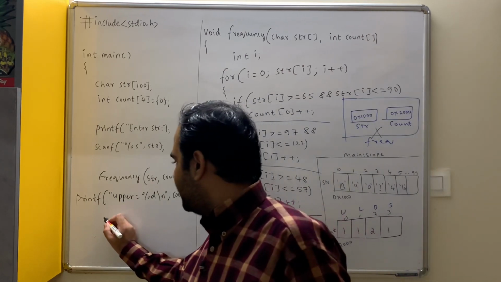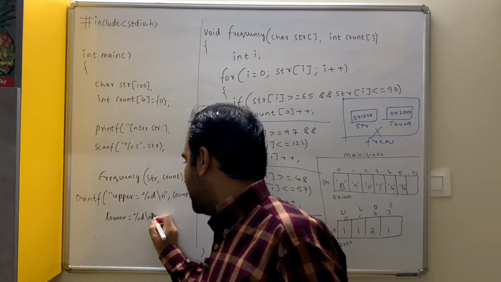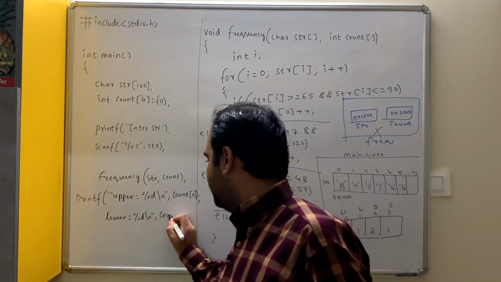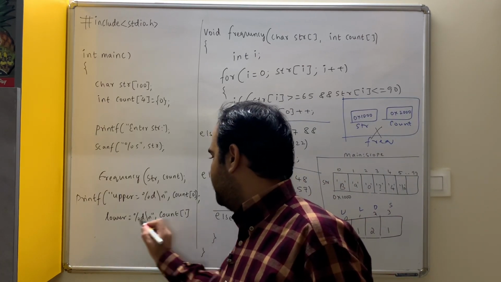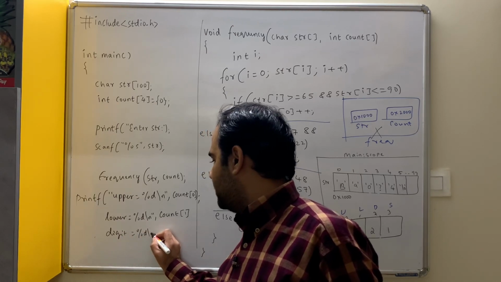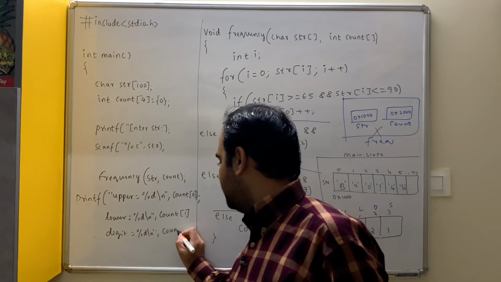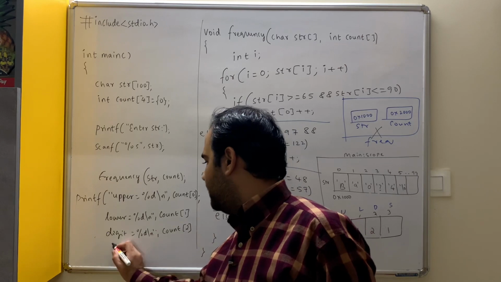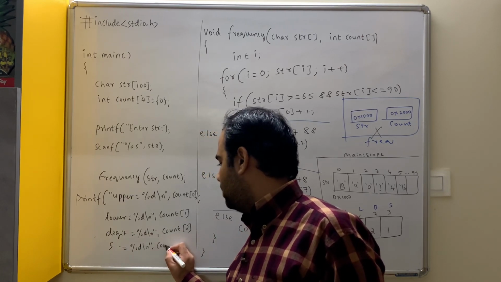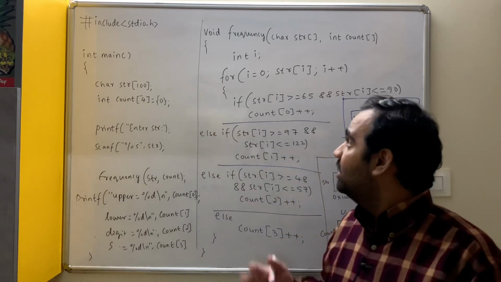Next, similarly, you say printf lowercase characters is equal to percentage d slash n comma. Where are lowercase characters stored? Count of 1. Therefore, you say count of 1. Similarly, you say number of digits is equal to percentage d slash n comma. Where are digits stored? Count of 2. Therefore, you say count of 2. And similarly, you print special symbols is percentage d slash n comma. Count of 3, and we close the function, write the prototype.